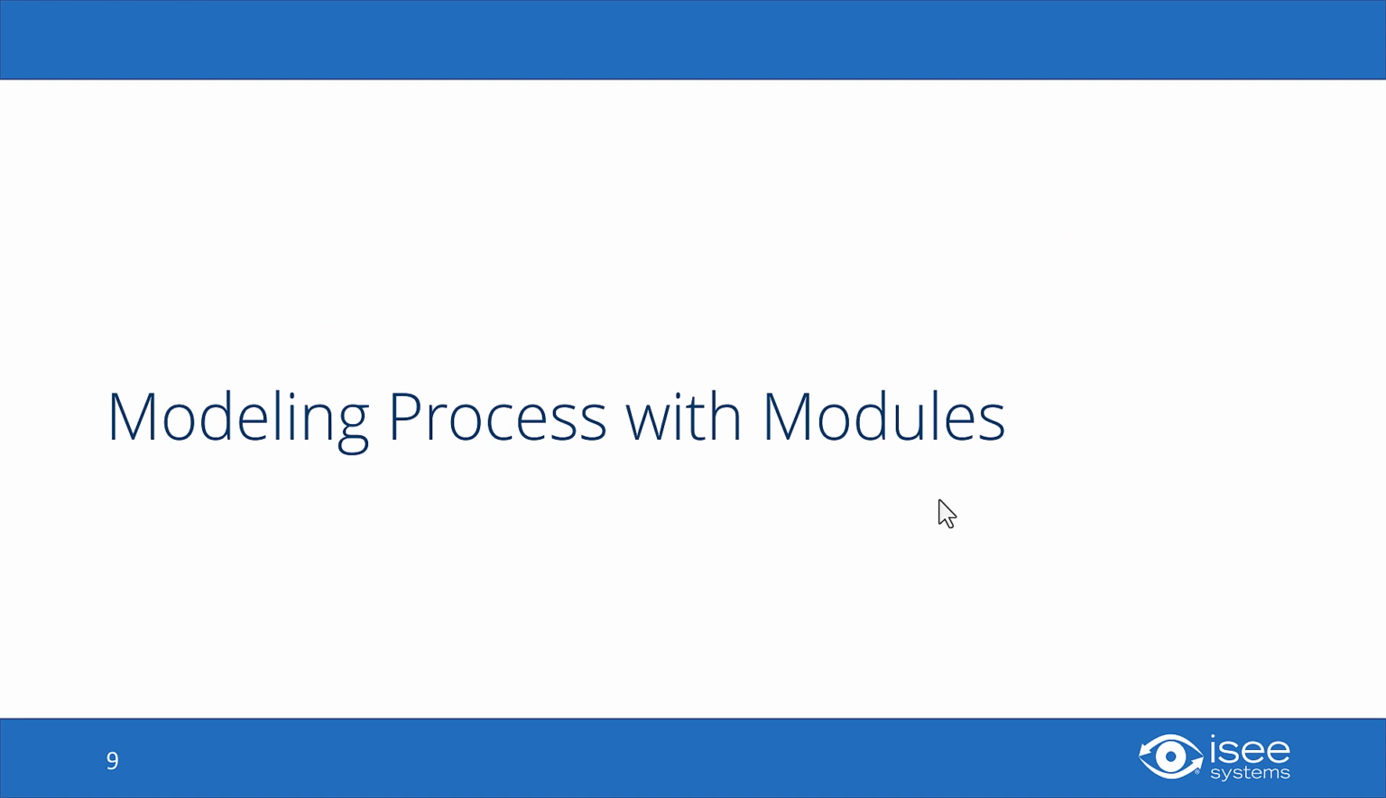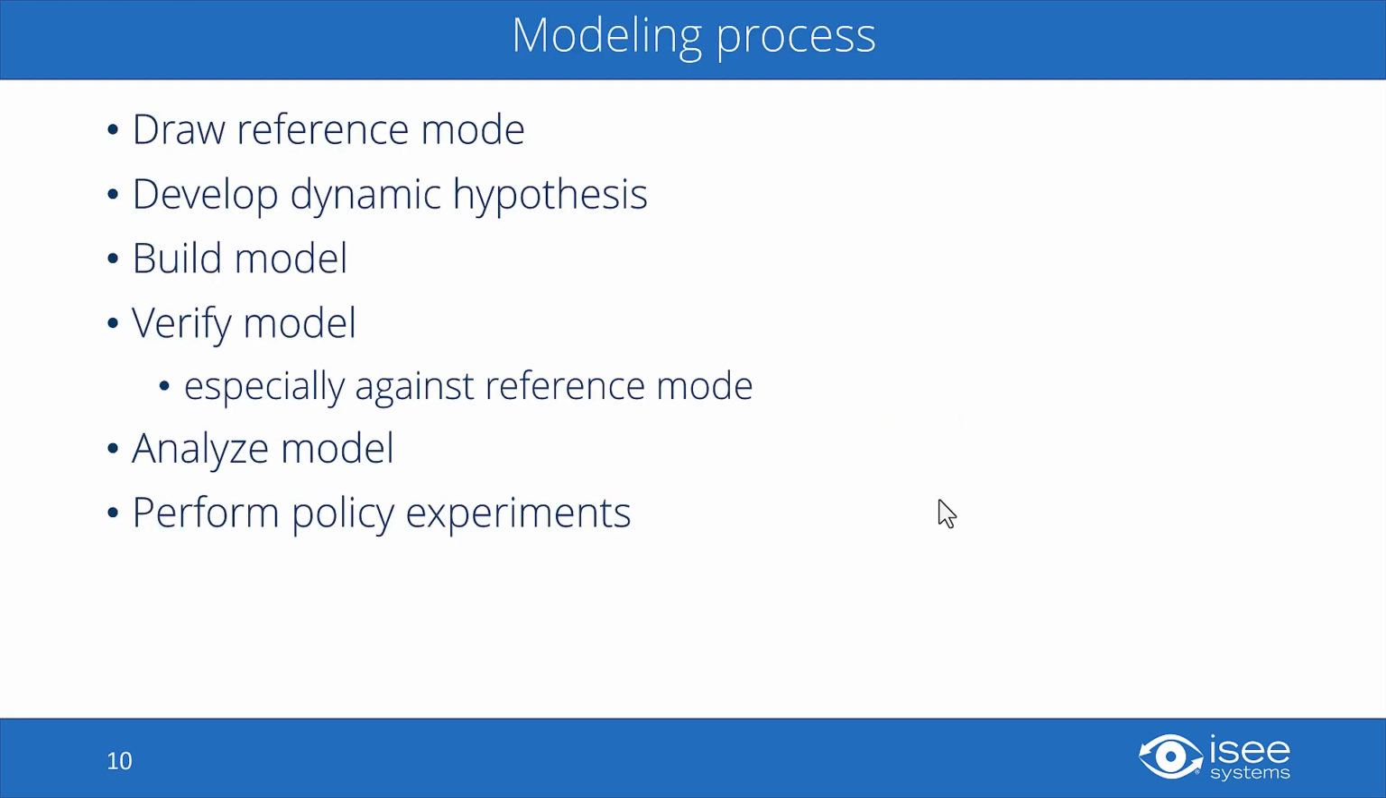So let's move along to what the modeling process looks like when you're using modules. Just normal using modules, not trying to go crazy like we will later and build much bigger models. So the modeling process, just to review, this is the standard process. We draw a reference mode, we develop a dynamic hypothesis, we build the model, we verify it, we analyze it, and then we perform policy experiments. We're going to look at how it impacts developing the dynamic hypothesis and building the model. And we will touch a little bit on testing it and verifying it.